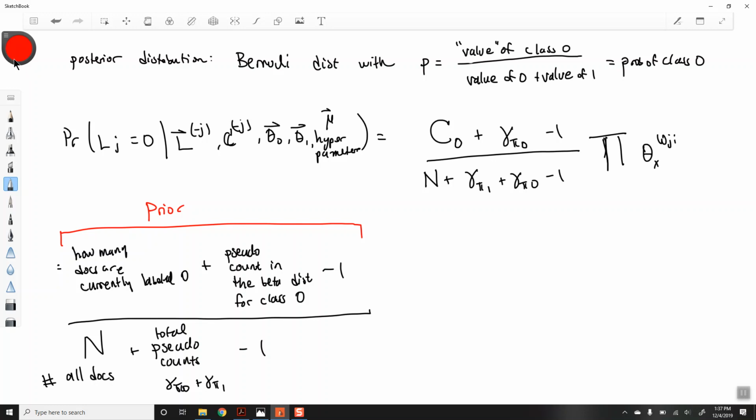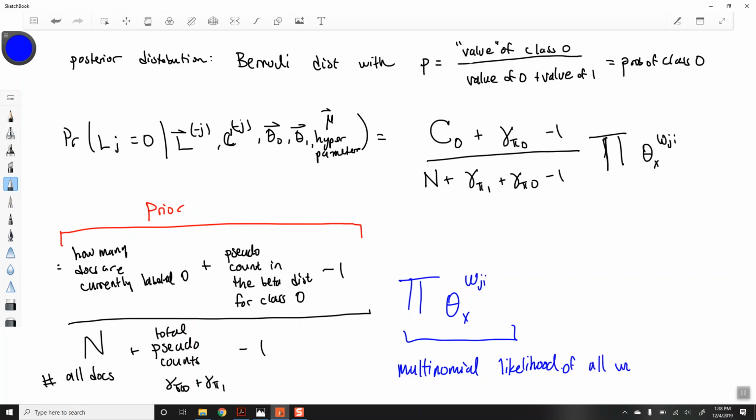So this is, and then this part over here of x, this is basically the multinomial likelihood of all the words in document j.